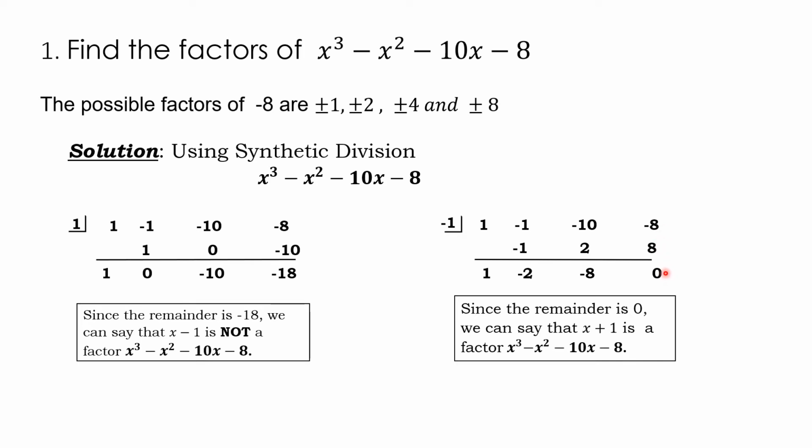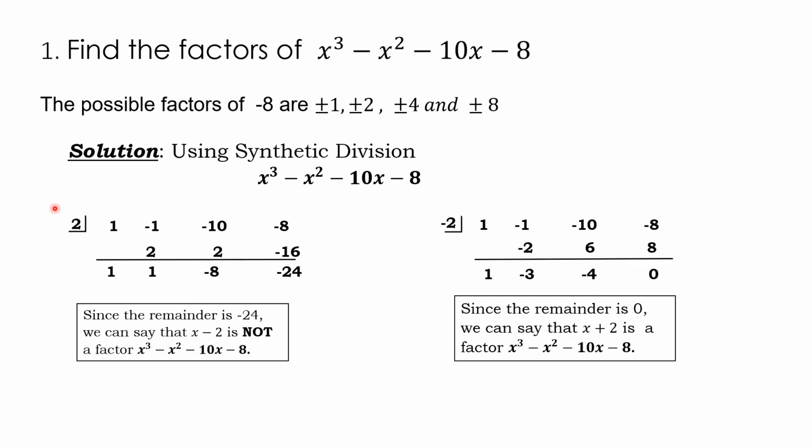So, kung 0 ang ating remainder, we can say that x plus 1 is a factor of x cubed minus x squared minus 10x minus 8. Bakit negative 1? Bakit x plus 1? Kasi nga, kapag negative 1, di ba pinapalitan natin yung sign kapag ginagawa na natin siyang factor. Therefore, x plus 1 is a factor of x cubed minus x squared minus 10x minus 8. So, meron na tayong isa, which is x plus 1.